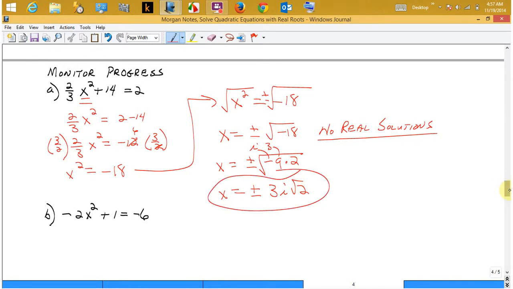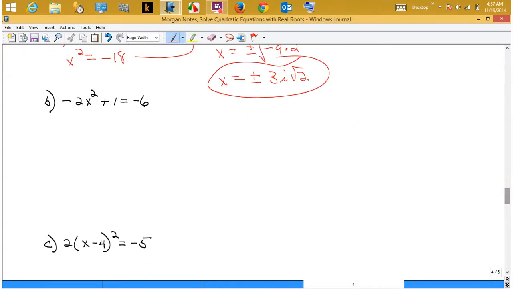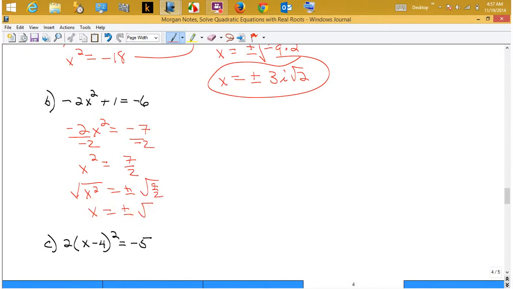Okay, let's look at the next problem. What I'm going to do is subtract 1 from both sides. So I got negative 2 x squared is equal to negative 7. Then I'm going to divide both sides by negative 2. x squared is equal to 7 halves. Now I'm going to take the square root of both sides, so the square root of x squared is equal to plus or minus the square root of 7 halves, which is going to give me x is equal to plus or minus the square root of 7 halves.